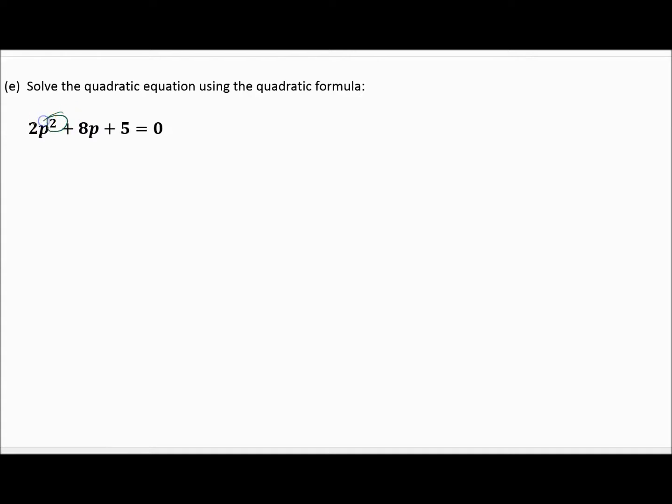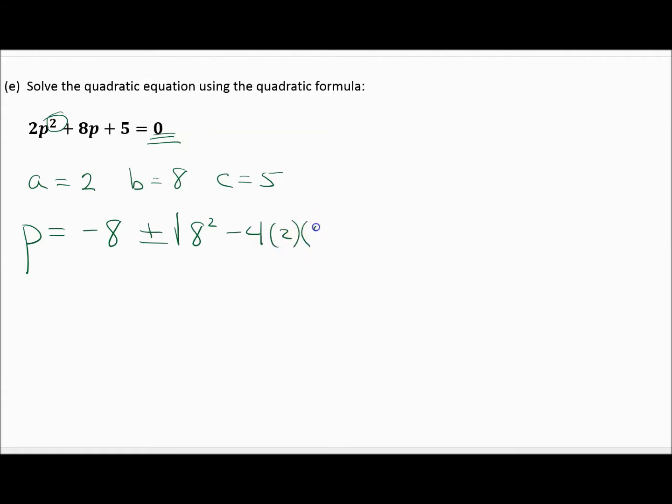Do we have a quadratic? We do. Is it equal to 0? It is. So we find A is 2, B is positive 8, and C is positive 5. So I have P equals negative 8, because of a negative B, plus or minus the square root. Next is B squared. So that's 8 squared minus 4 times A, which is 2, C, which is 5, all underneath the square root right there, all divided by the entire fraction, 2 times 2.